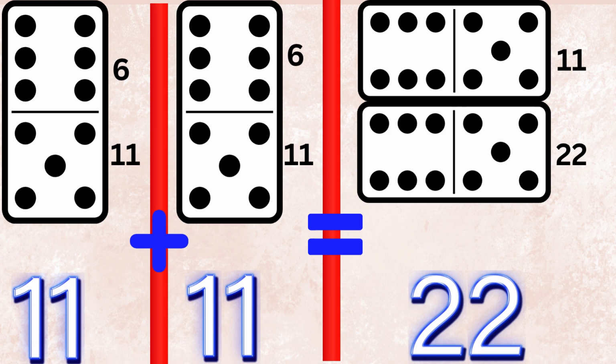Now let's check your answer. When we add the dots in the first row, 6 plus 5 equals 11 dots, plus 6 plus 5 equals 11 dots in the second row, we get a total combined sum of 11 plus 11 equals 22. So now we know that 11 plus 11 equals 22 dots in all.